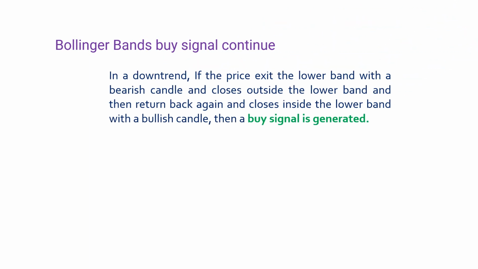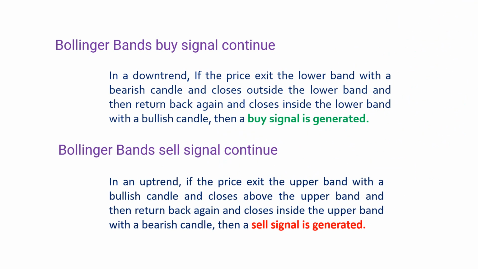In a downtrend, if the price exits the lower band with a bearish candle and closes outside the lower band, and then returns and closes inside the lower band with a bullish candle, then a buy signal is generated. Bollinger Band sell signal, continued. In an uptrend, if the price exits the upper band with a bullish candle and closes above the upper band, and then returns and closes inside the upper band with a bearish candle, then a sell signal is generated.